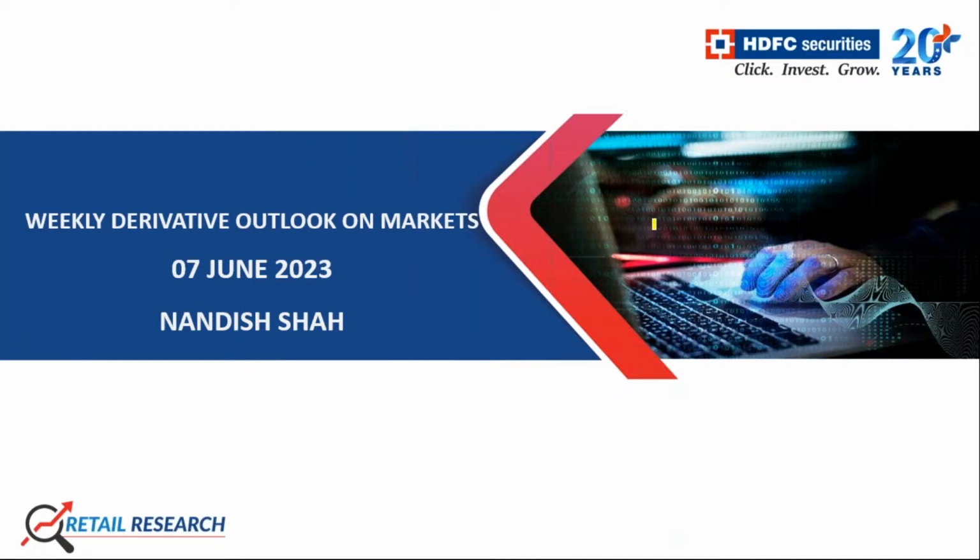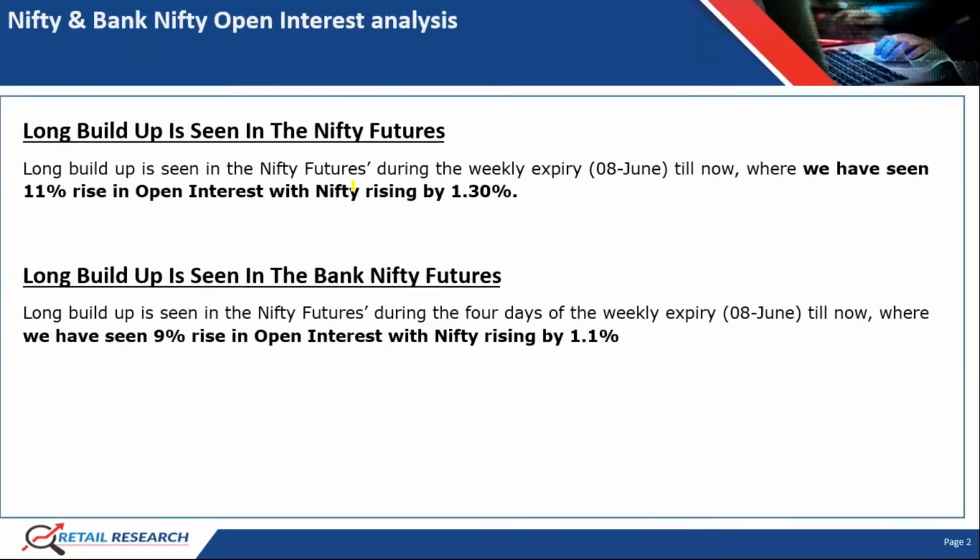As you can see, during these last 4 days of weekly expiry, that is 8th June, which is expiring tomorrow, we have seen long build-up in the Nifty future, where we have seen 11% rise in the open interest, with Nifty rising by 1.3%. Moreover, technically speaking, since last 8 days, Nifty was hovering in a narrow range of 200 points, and today it has broken out from that narrow range. So the technical setup of the Nifty turned bullish today, as it has broken out from the consolidation.